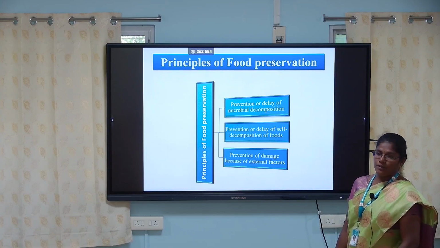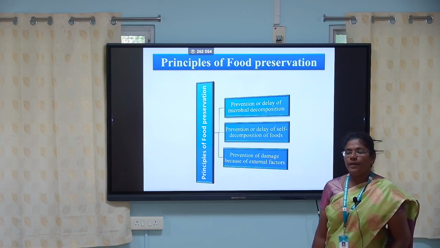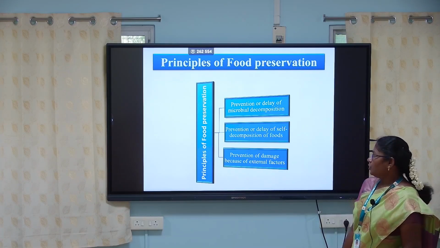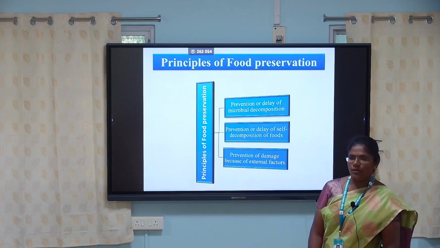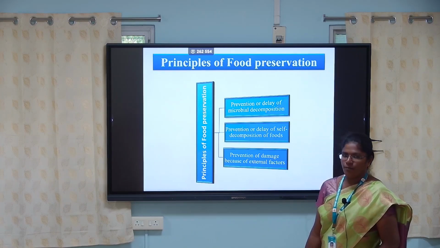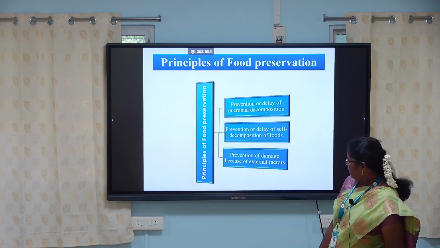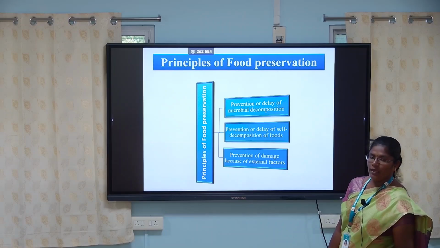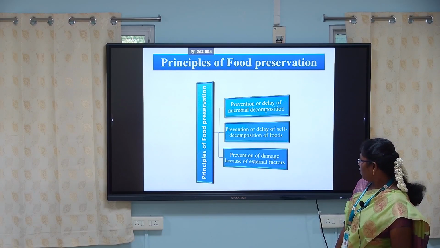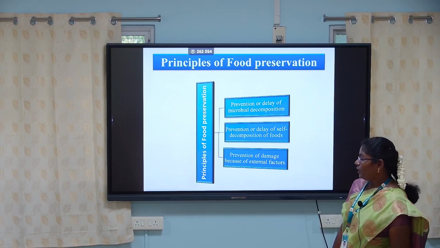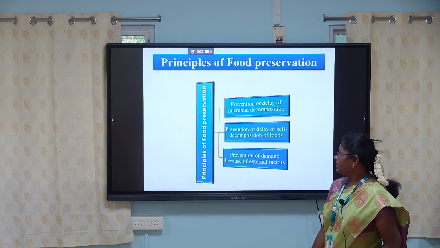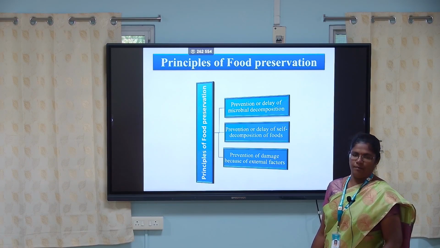Coming to the principles of food preservation. There are three main principles of food preservation. They are prevention or delay of microbial decomposition, prevention or delay of self decomposition of food, and prevention of damage because of external factors. Let us see in brief one by one.